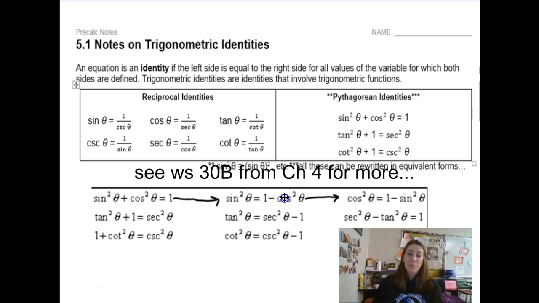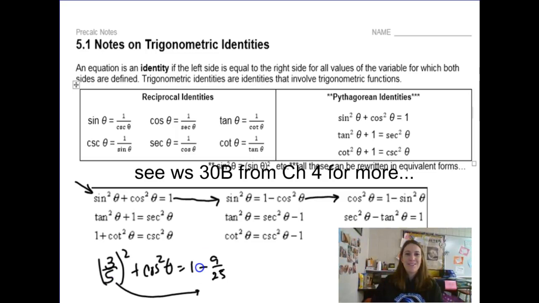So you'd have to work with fractions, of course. But if you chose this one, remember how they gave us sine? The sine value in that problem was 3/5. So you'd write 3/5 squared plus cosine squared equals 1. And then you'd subtract the 3/5 squared, which is 9/25. So 1 minus 9/25 is 25/25 minus 9/25, which is 16/25. So it says cosine squared is 16/25, which means the cosine is 4 over 5 when you square root both sides, which tells me the cosine value.